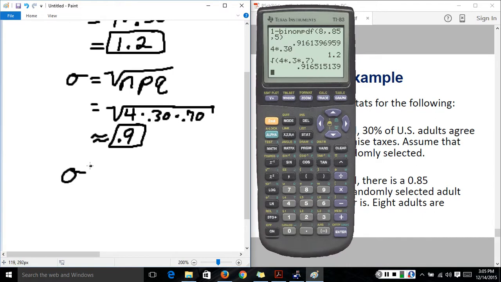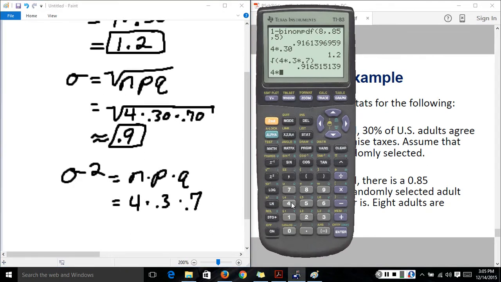For the variance, that's sigma squared. Formula is n times p times q. This time I don't take the square root. I'll multiply 4 times 0.3 times 0.7. I get 0.84, again rounded to 1 decimal place. That's 0.8.